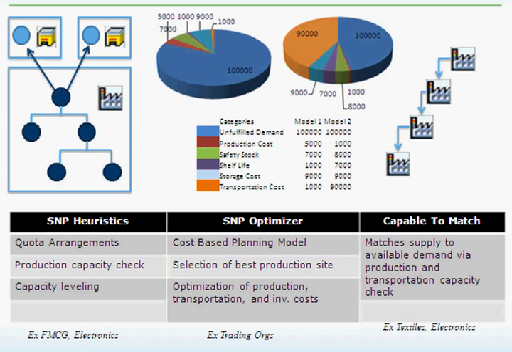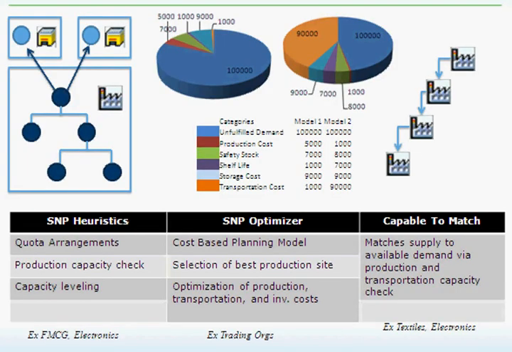As I said, it's very resource oriented, and companies with a lesser number of SKUs ideally go for SNP optimizer, as it's possible to analyze the results if the number of SKUs is less. If it's more, the results take a long time to analyze. Another kind of engine in SNP is called capable to match, a CTM engine. It's a very robust engine and is used in the textile and electronics industry.